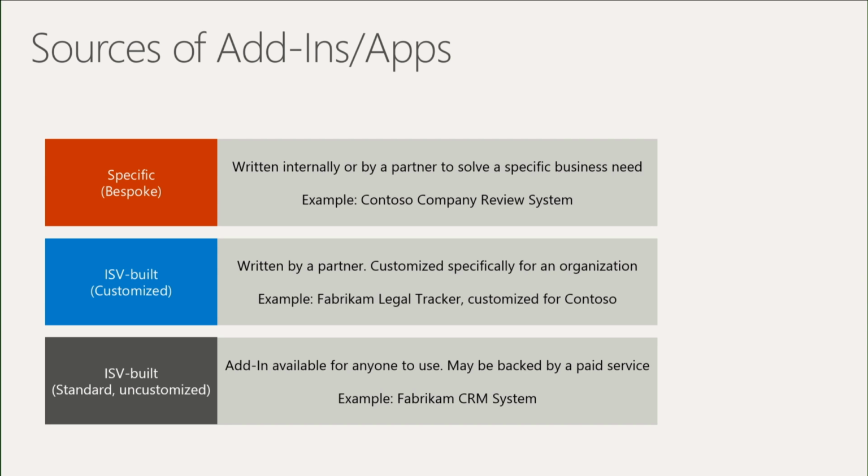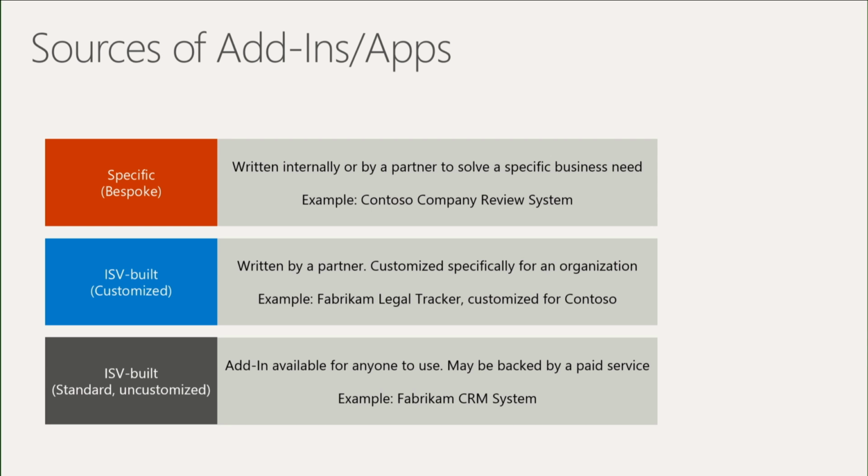So it's something bespoke just for them. Or you could have something that was ISV built that maybe was customized. So it could be that the partner has a solution, but it's not quite right for your company. So you go to them and you request some additional changes. So it's a slight customization specifically for your organization. So in this case, we have the Fabrikam Legal Tracker, which is a generic system that they have, but they customize functionality on it for Contoso, who's the enterprise.